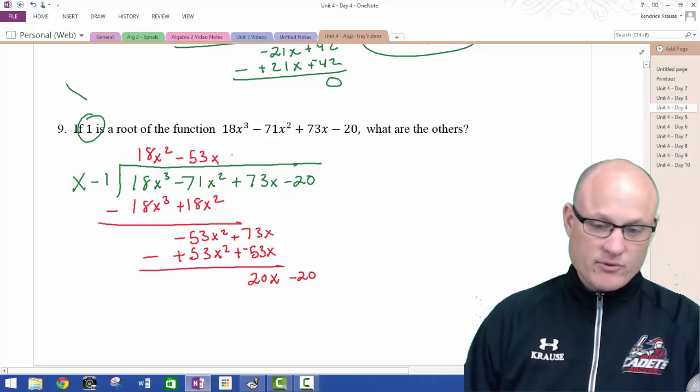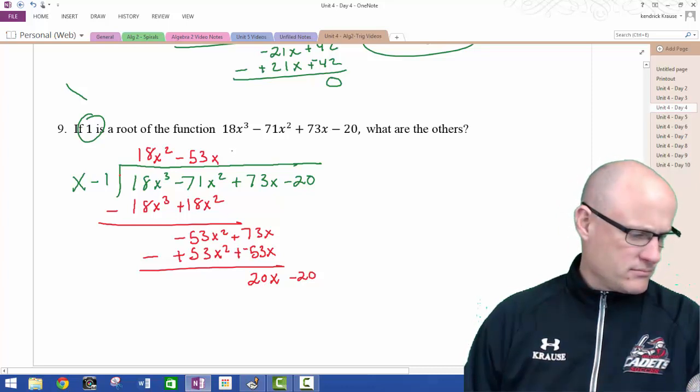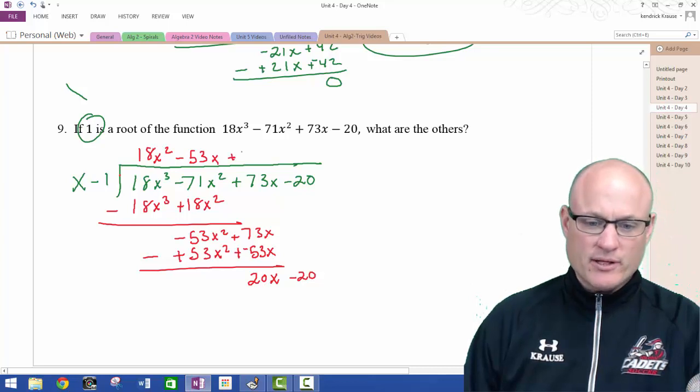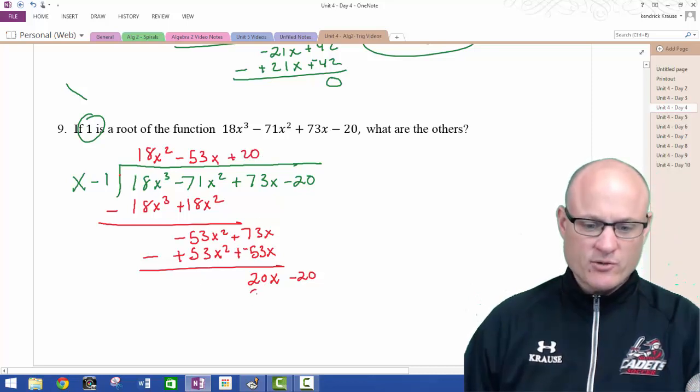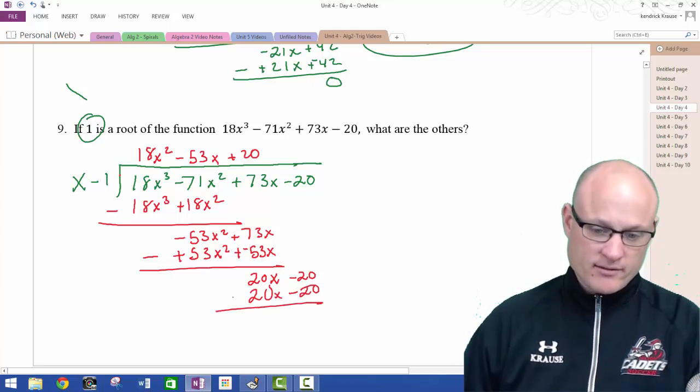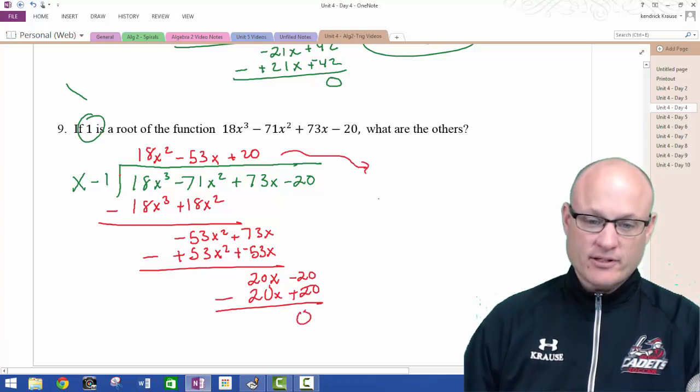Okay, this should be plus 20. So 20 times x is 20x. 20 times negative 1 is negative 20. I subtract. I add. I get 0. So now I've got to finish factoring this. Oh, no, this isn't bad.